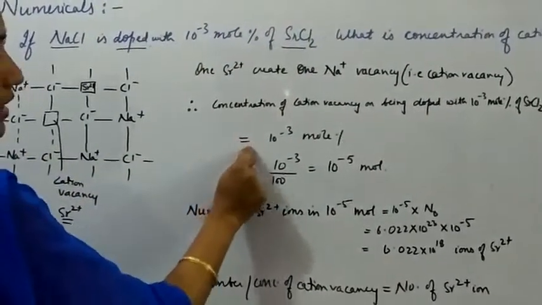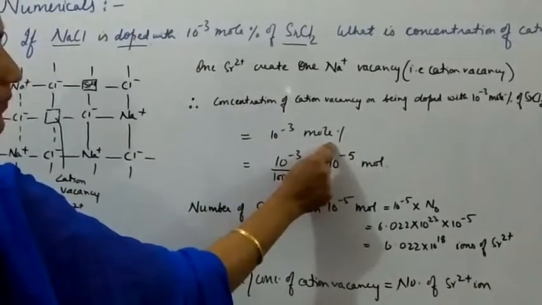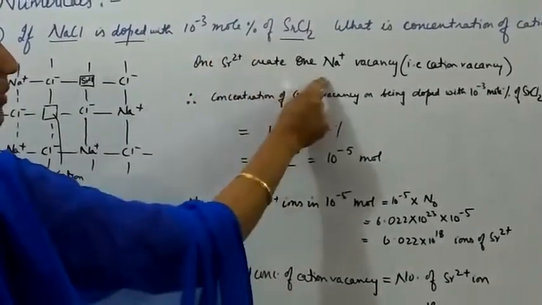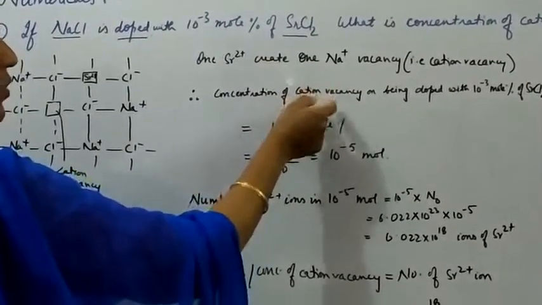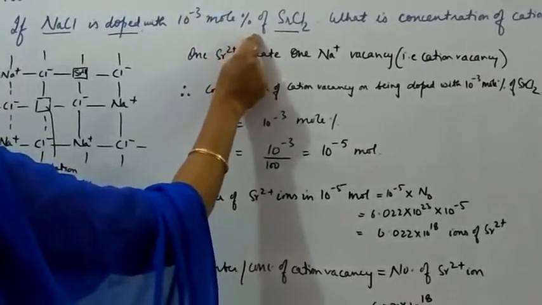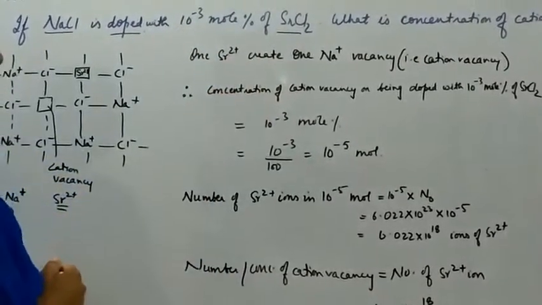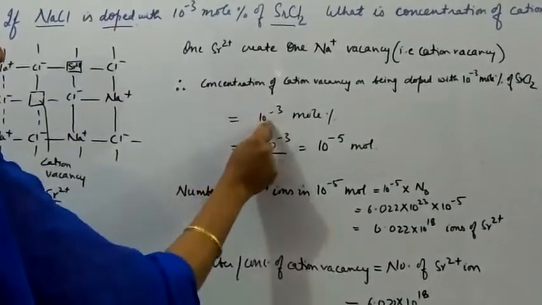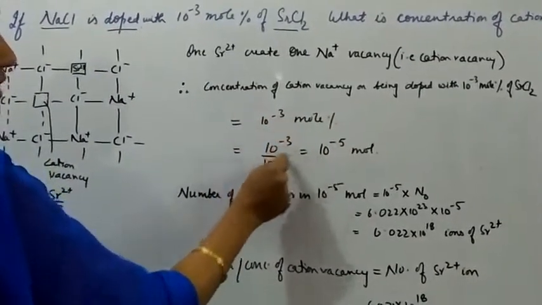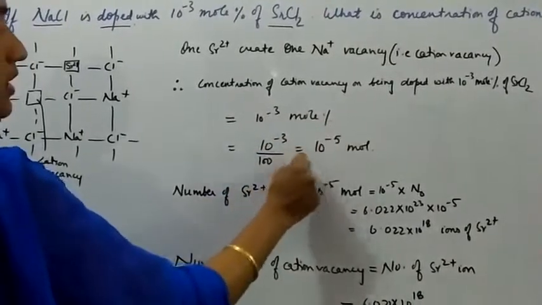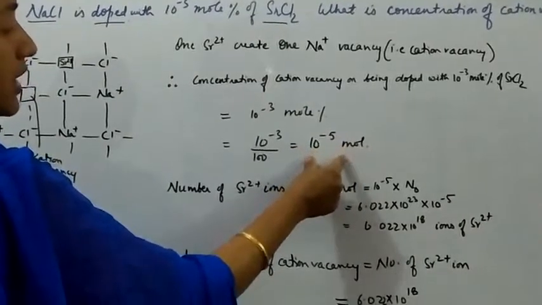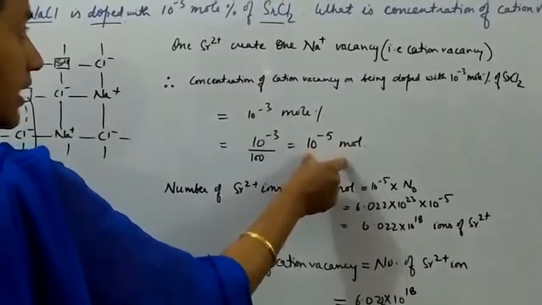So I have written here 10 raised to power minus 3 mole percent, right? Why? Because if one strontium ion creates one sodium ion vacancy, the concentration given for the strontium chloride will create that much number of cationic vacancies. 10 raised to power minus 3 mole percent, right? We will convert this percent: 10 raised to power minus 3 divided by 100. So we will get how much? 10 raised to power minus 5 moles. So this is the concentration of the cationic vacancy, right?